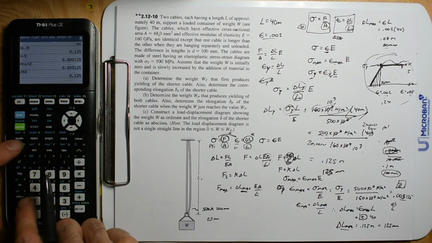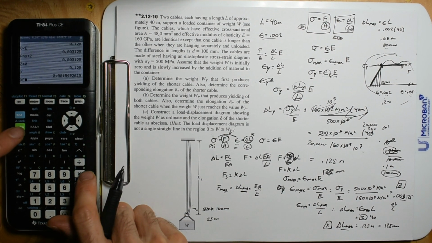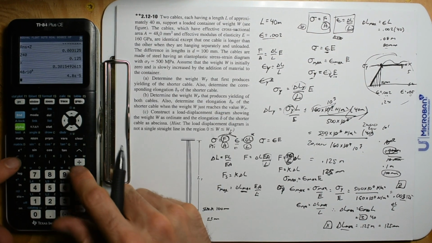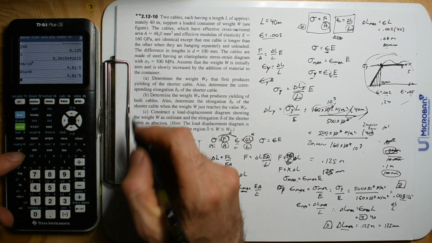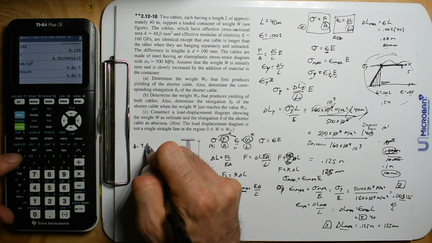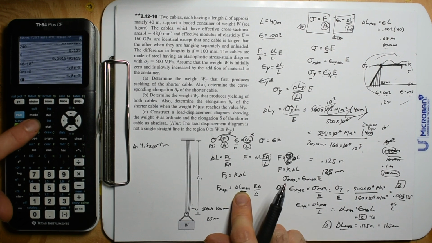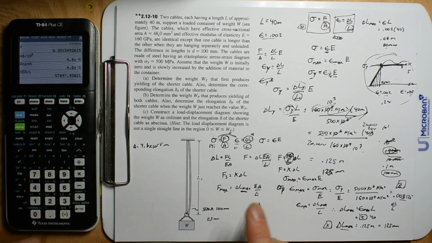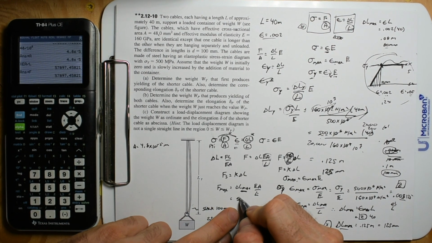I'm going to store this as X. So our max change in length is X. So we're going to go X times E, and I've got to get this in for A. This is 40 divided by 10 to the 6, and I'll store it as A. So the area is 4.8 times 10 to the negative 5 meters squared. And here we go: X times E times A divided by that 40L. And we get a force max, which we'll store as F.